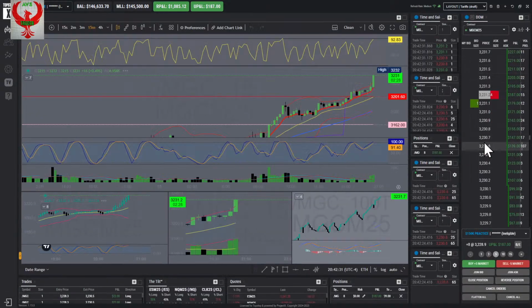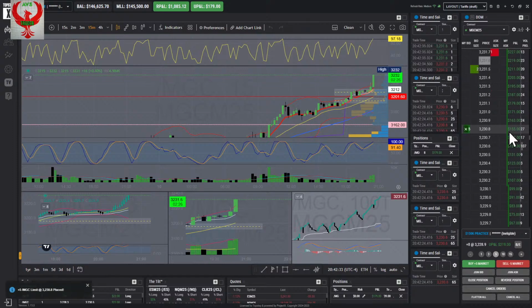In dragonfly doji, the situation is precisely the opposite. In this case, sellers tried to push the price downside, but they failed, and hence the price closed at the top. Therefore, we can expect only an upside move until the price negates this pattern.